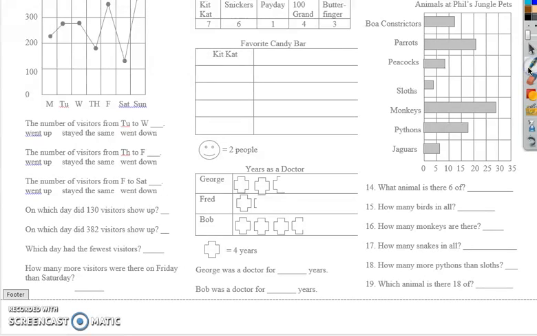If each python ate a monkey. So we were at 18, and monkeys were at 28. So 28 minus 18 is going to give me 10.